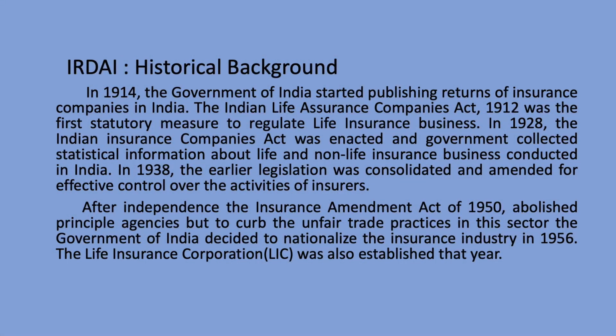In 1914, the government of India started publishing returns of insurance companies in India. The Indian Life Insurance Companies Act 1912 was the first statutory measure to regulate life insurance business. In 1928, the Indian Insurance Companies Act was enacted and government collected statistical information about life and non-life insurance business conducted in India. In 1938, the earlier legislation was consolidated and amended for effective control over the activities of insurers.